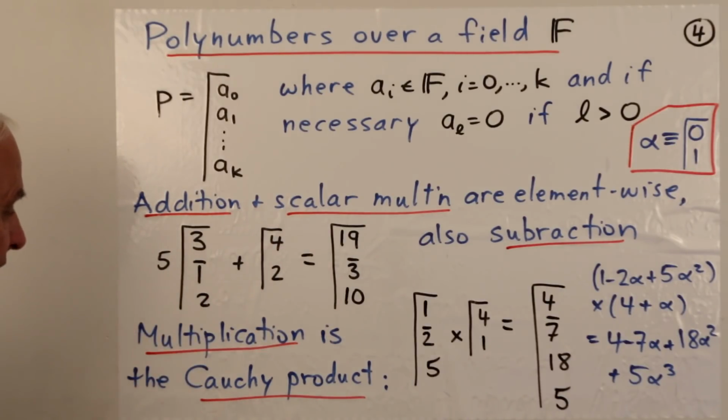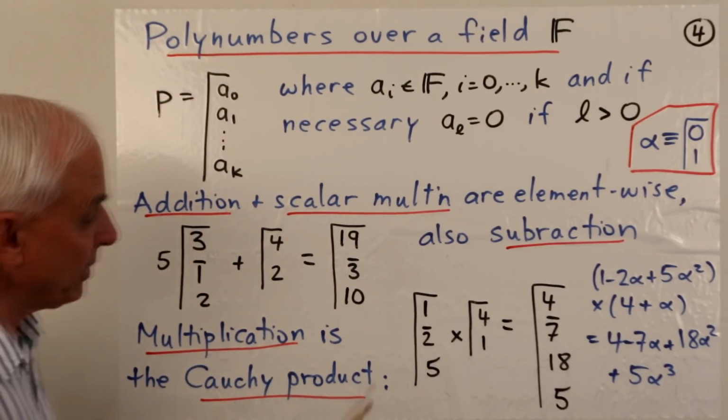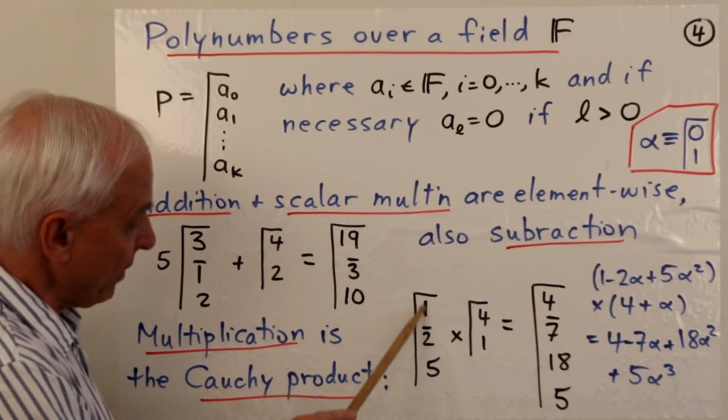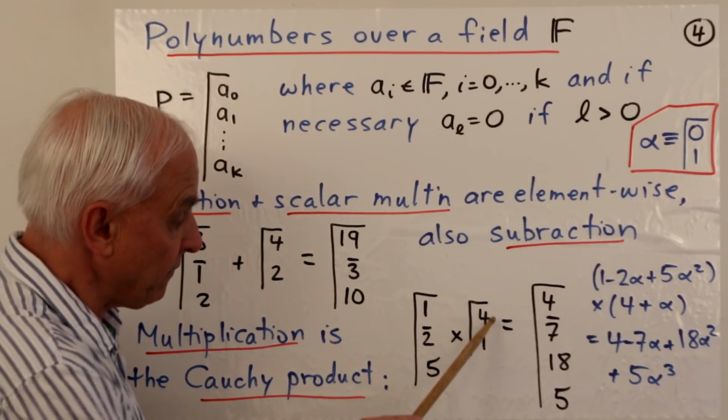The really interesting part is the multiplication, which is trickier. That's the Cauchy product. Illustrated here with this example. Here we have two more polynumbers, 1, 2 bar, 5, and 4, 1.